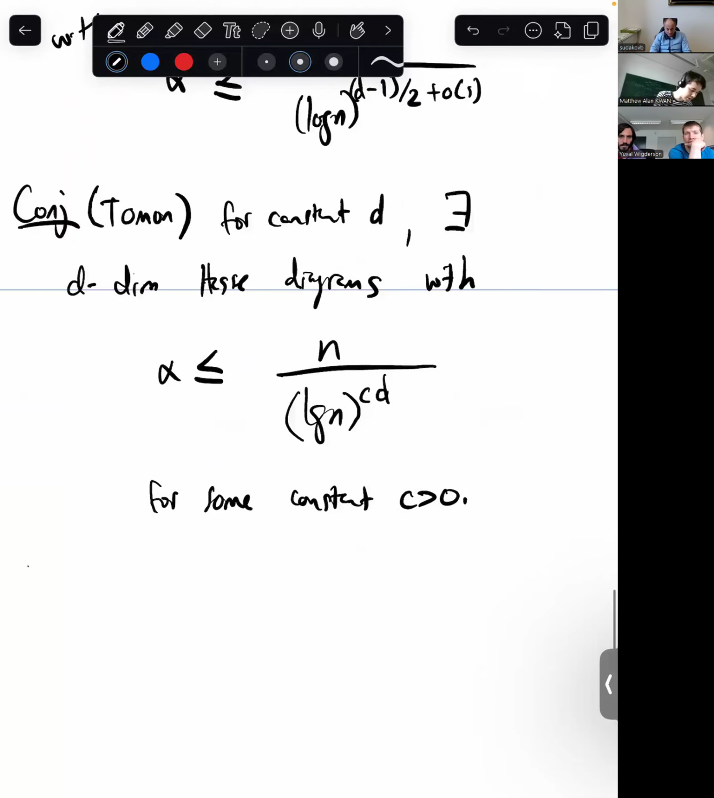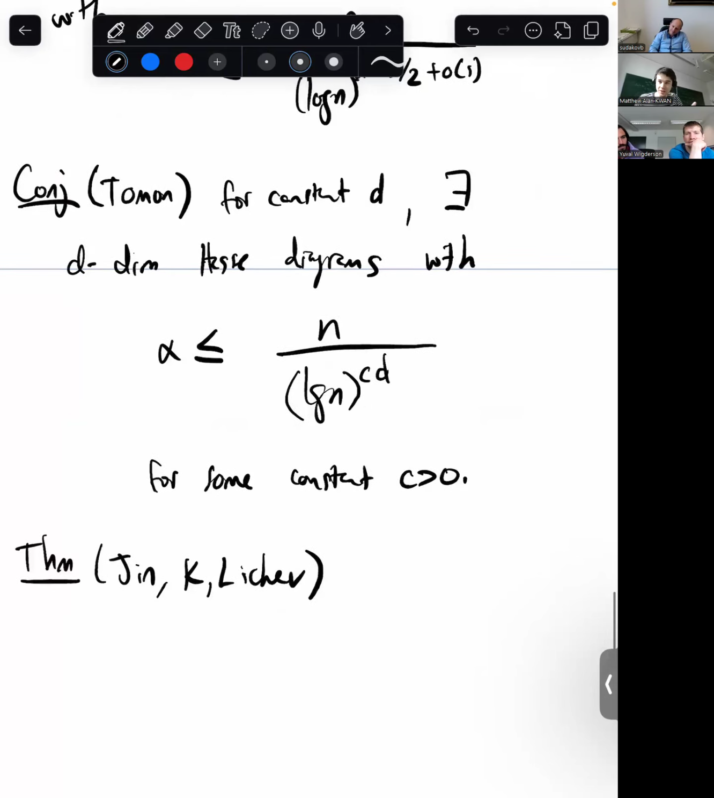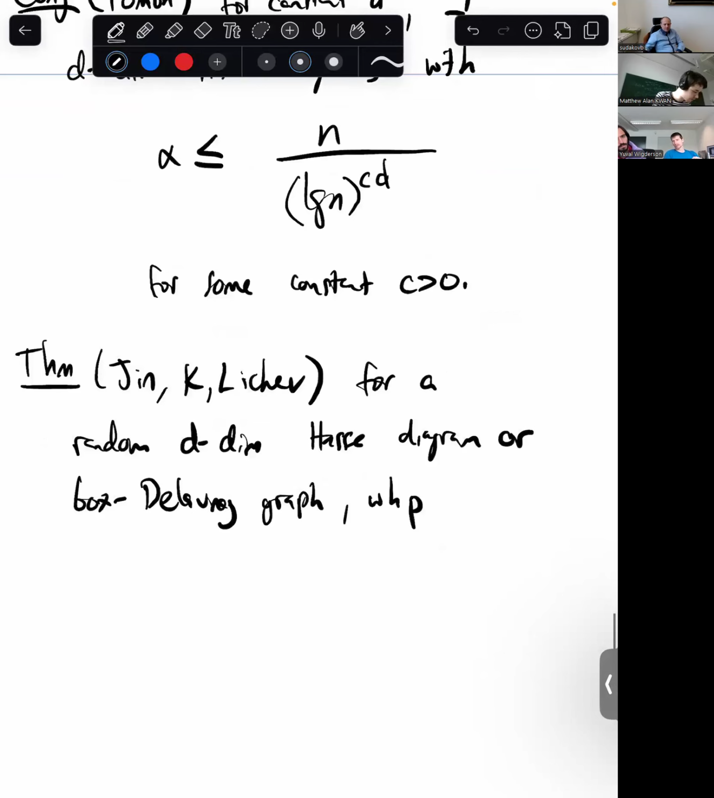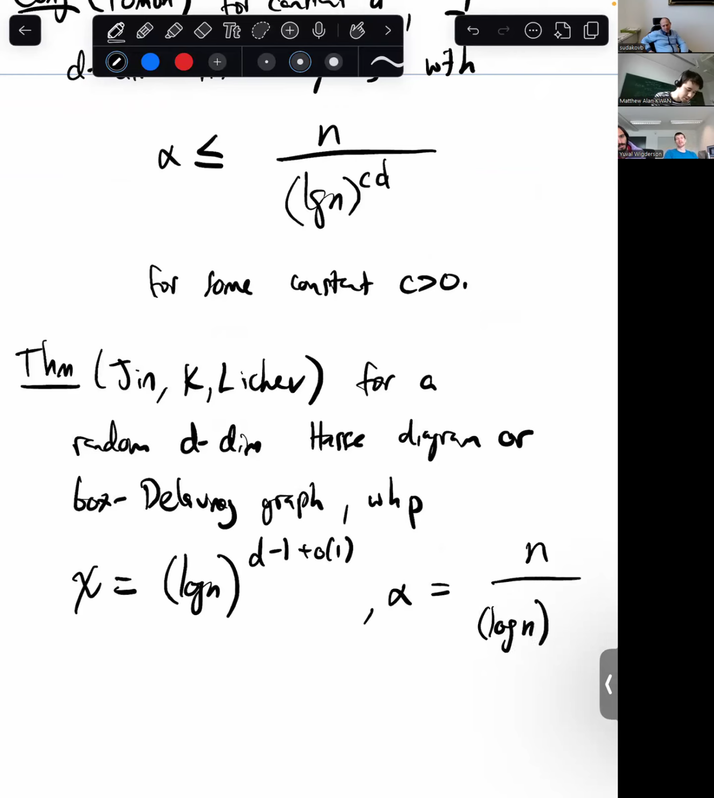So our main result, finally, is again with Zhihan Jin, myself, and Lyuben Lichev. We managed to answer this conjecture of Tomon, and in fact, we managed to actually study random Hasse diagrams, and not just the existence question, but we basically know the independence number and chromatic number of a random Hasse diagram in all dimensions. So for a random d-dimensional Hasse diagram or box-Delaunay graph, with high probability, the chromatic number is log n to the power of d minus 1 plus little o of 1. And the independence number is the obvious thing you would expect it to be: n over log n to the power of d minus 1 plus little o of 1.